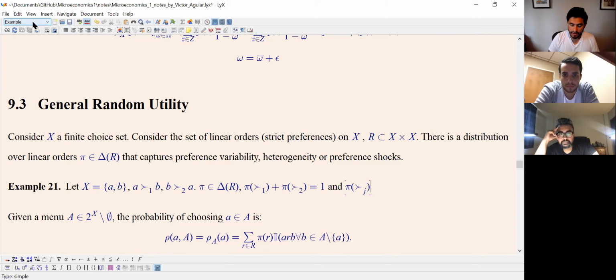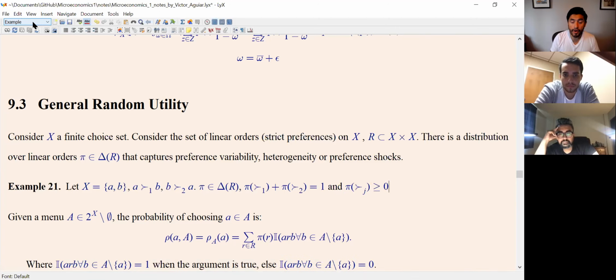Okay, so this is greater than or equal to 0. Okay, that's it, right? So do you understand what's going on?